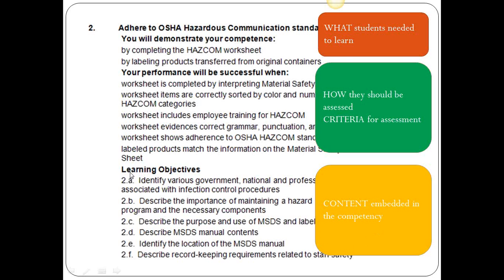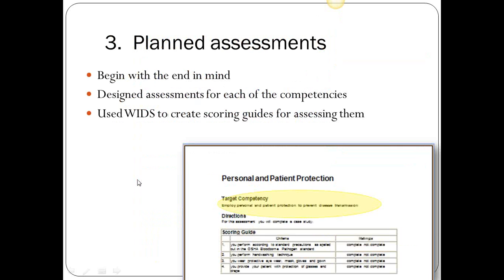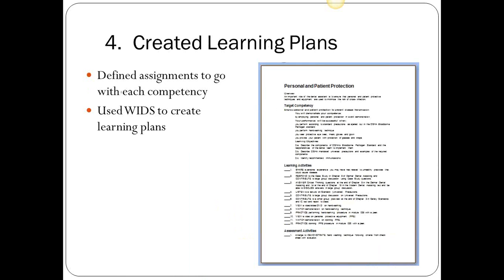She'll also know what content is embedded under that competency. So here are her learning objectives. Oftentimes these learning objectives follow along a textbook, but the textbook doesn't necessarily need to drive the objectives. And then she can plan her assessments. So she's beginning with the end in mind. She's designed her assessments targeting the competencies that were already part of that official course outline, and she has used WIDS to create scoring guides or checklists for assessing the criteria that was already part of that competency framework. She's able to create her learning plans. How will I teach this to my students? What are those engaging activities that I'll come up with?